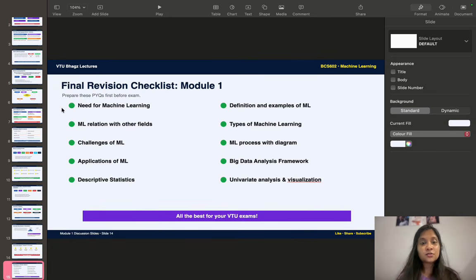If you prepare these questions and go and write the exam, you are definitely going to score marks. Questions might be rephrased or reframed. If you read this question, they can just change it. Instead of explain, they will say describe the need of machine learning. I'm just giving one example.